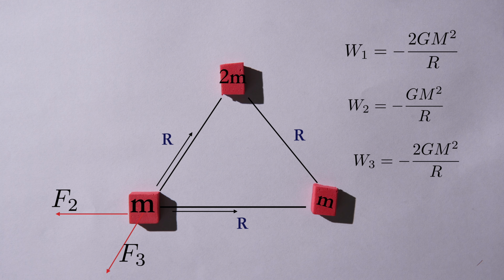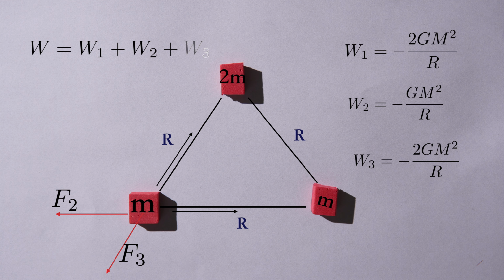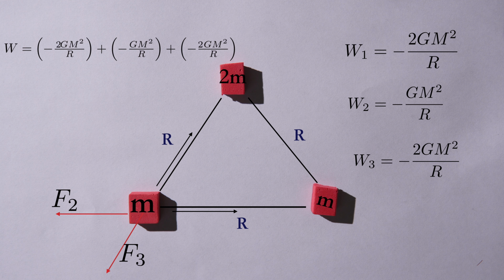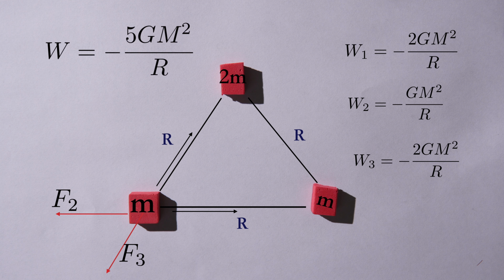Since the gravitational potential energy is a scalar quantity, the total energy is simply the sum of all these contributions. U equals W1 plus W2 plus W3. Substituting the values, we get the final expression for the total potential energy in the three-mass system. And that solves the problem. I'll see you in the next video.